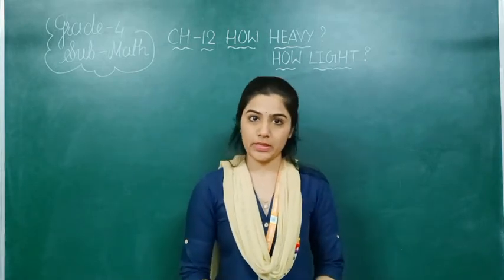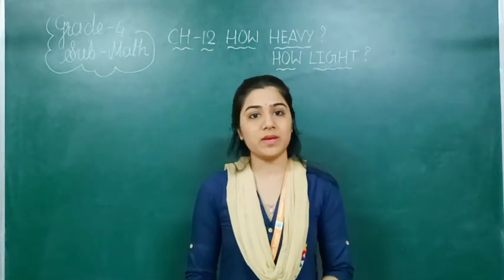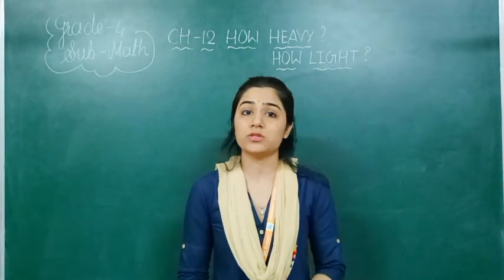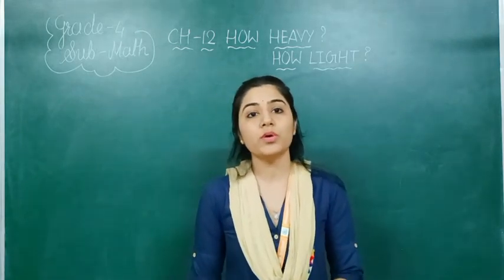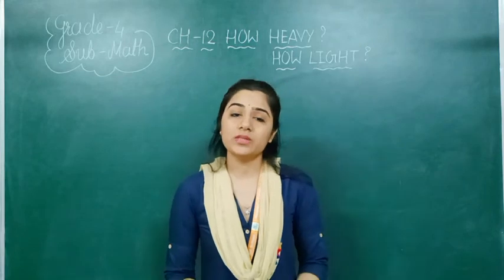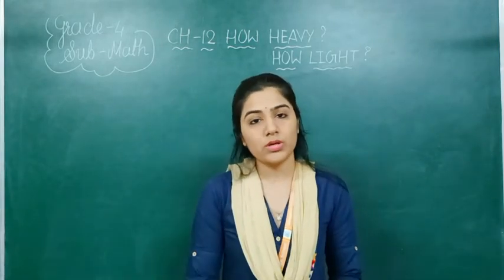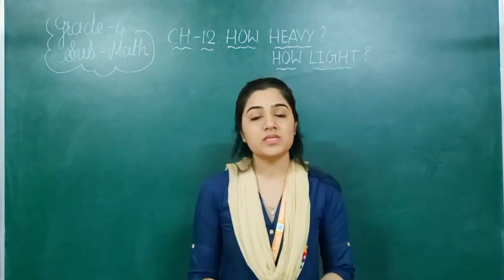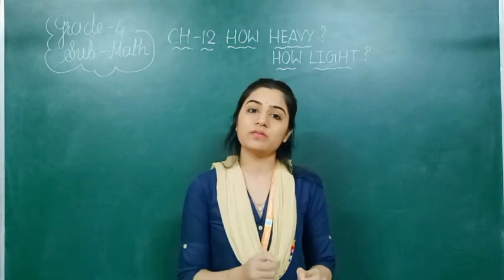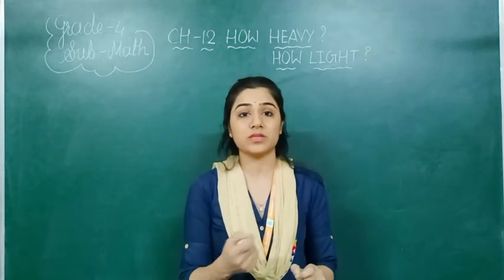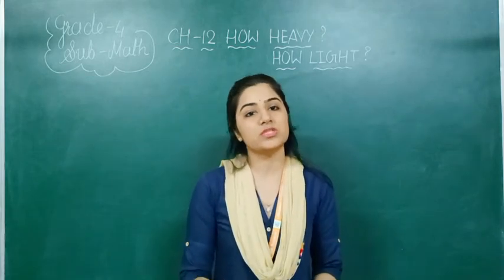Started chapter number 12, which is How Heavy and How Light. In that we have seen the basic information and knowledge of this chapter, a few explanations. Now in this video I will explain how we can convert kilogram into gram and gram into kilogram. We saw simple conversion in the last video, how we can convert small unit into big unit, gram to kilogram, and kilogram to gram, big unit into small unit.